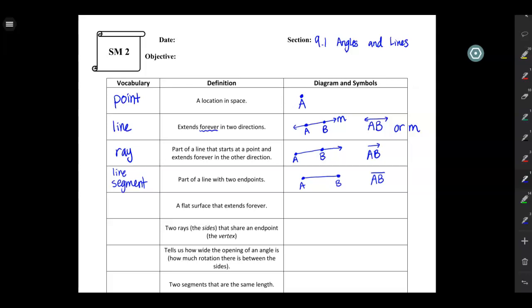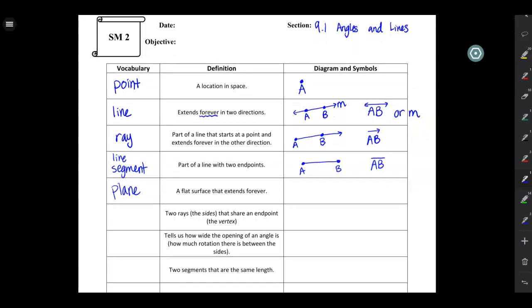All right, the next one is a plane. A plane is just a flat surface that extends forever. I'm actually not going to draw anything in the diagram and symbols box because that box itself represents a plane. It's just a blank or a flat surface that extends forever. And you can put anything you want in a plane. You could put points or lines or line segments or rays into a plane. It's like your blank canvas that you're starting with.